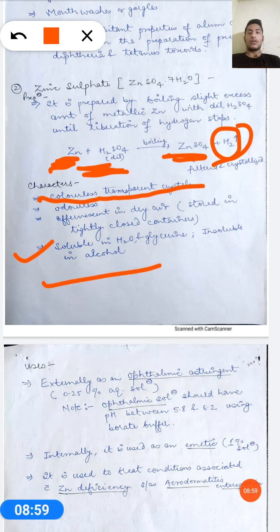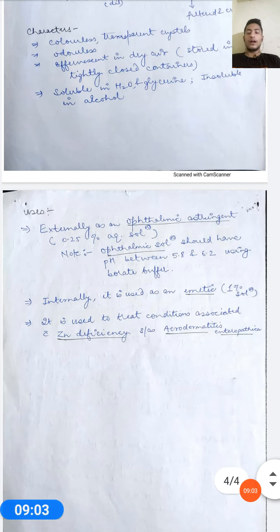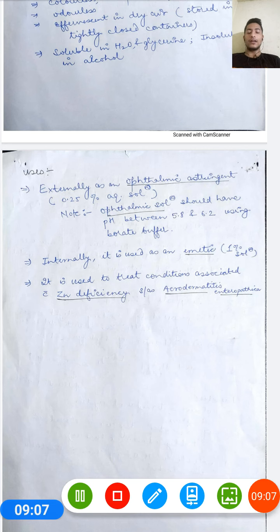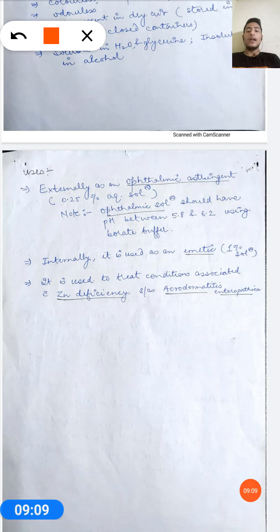Now we discuss the uses. As we studied it in astringents, it is commonly used as an astringent. Here it is written as ophthalmic. Ophthalmic means eye. Whenever you see ophthalmic written, it means for use in eye preparations. Externally, it is used as an ophthalmic astringent, an eye astringent, eye constrictor, 0.25%.